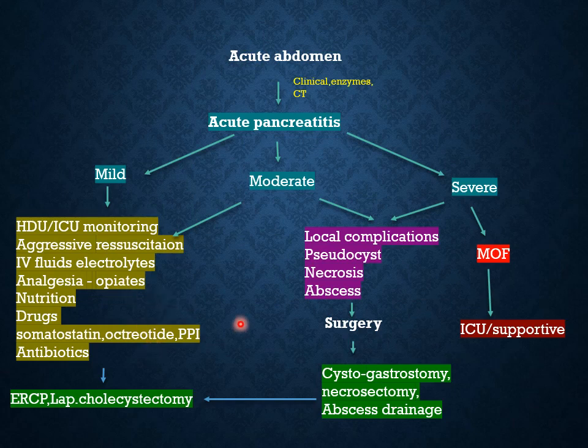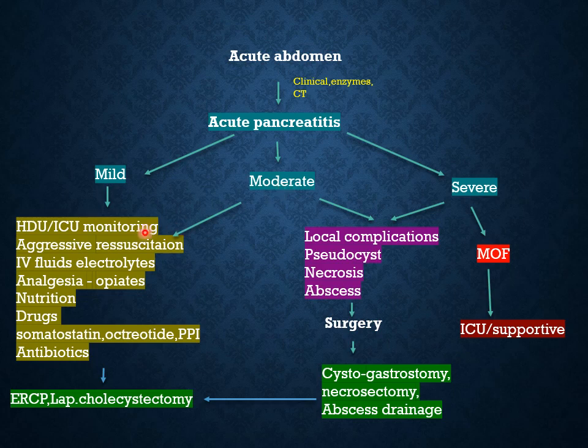Finally, this is a flow chart to show you the management of acute pancreatitis. Patient comes with acute abdomen, clinical enzymes and CT scan confirm acute pancreatitis. You classify them according to mild, moderate and severe. Mild cases: careful monitoring, aggressive resuscitation, analgesia, nutrition, drugs, somatostatin and antibiotics. And when the patient is stable, you subject the patient to ERCP sphincterotomy and laparoscopic cholecystectomy.